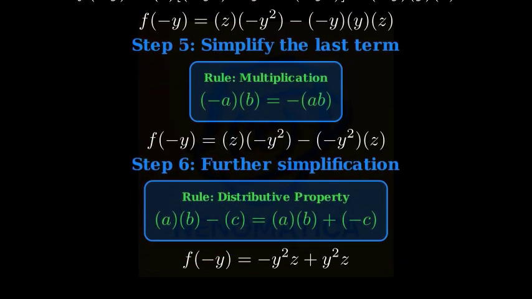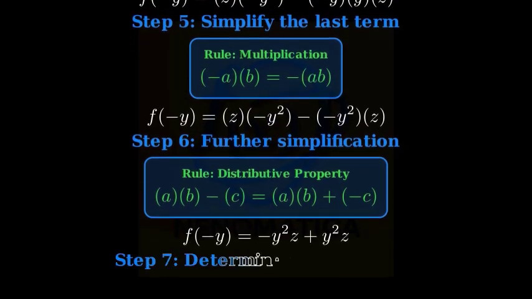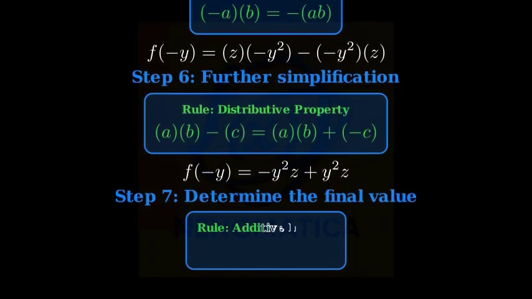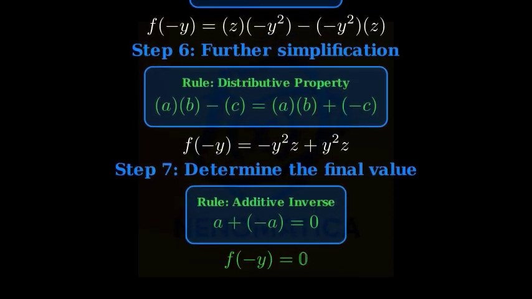minus negative y squared z. This gives us negative y squared z plus y squared z, which equals 0. Finally, negative y squared z plus y squared z equals 0. So f of negative y equals 0.